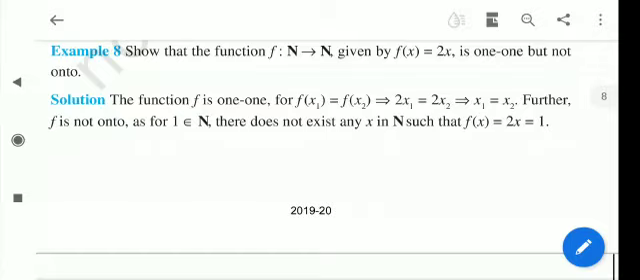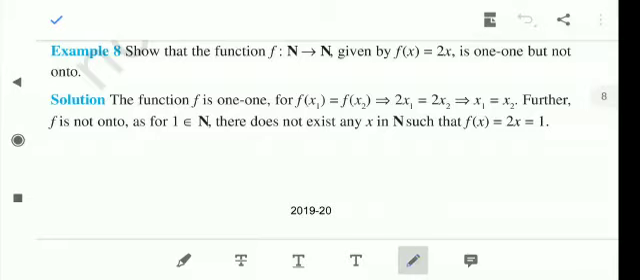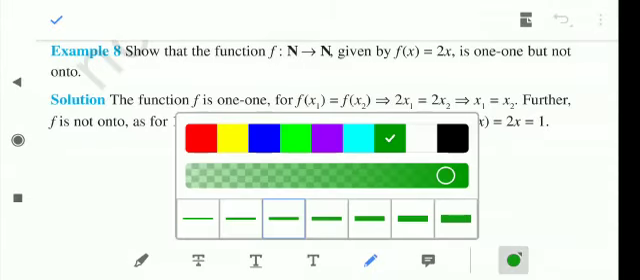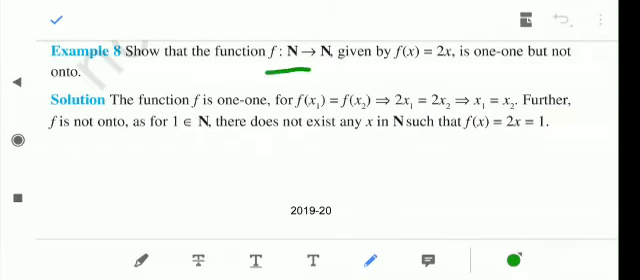Let us take example number 8 of the NCERT book. Function f: N to N, f(x) equal to 2x is 1-1. Let us take two values x1, x2 belonging to the domain of the function, that is belonging to N, such that f(x1) equal to f(x2). From this function you can say f(x1) equal to 2x1 and f(x2) equal to 2x2. So for 1-1, if x1, x2 belong to N, then f(x1) equal to f(x2), that is 2x1 equal to 2x2 implies that x1 equal to x2.